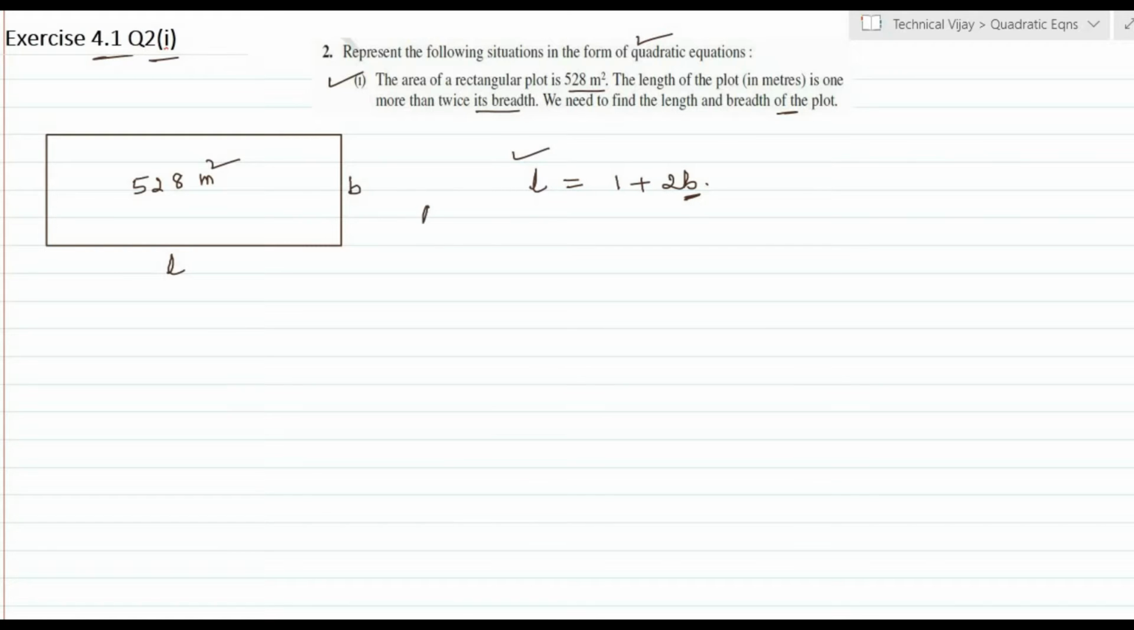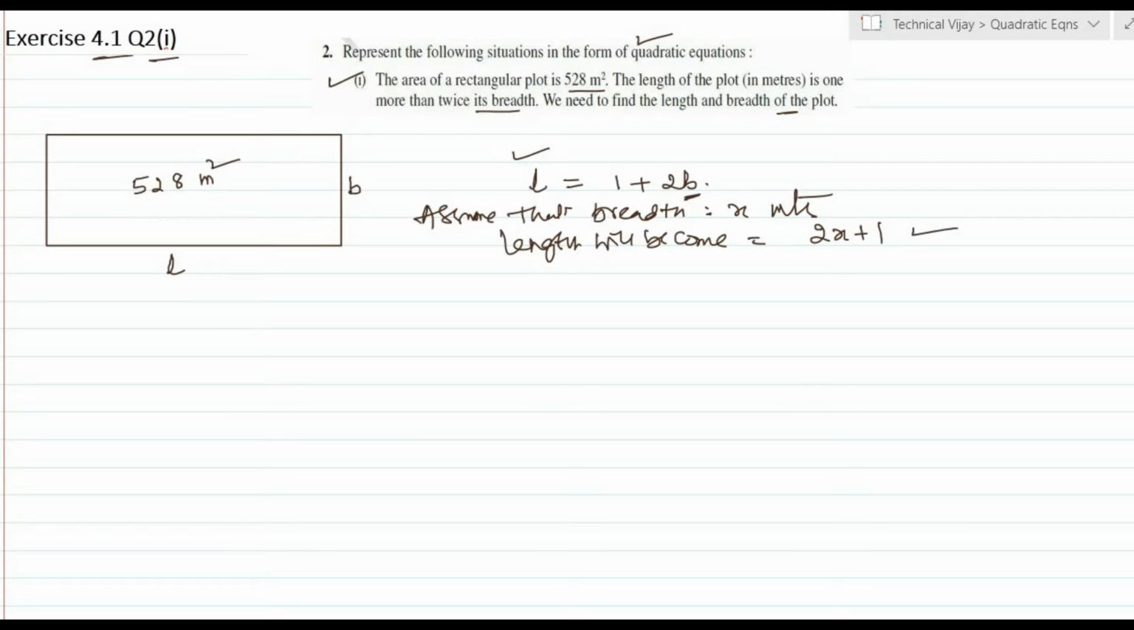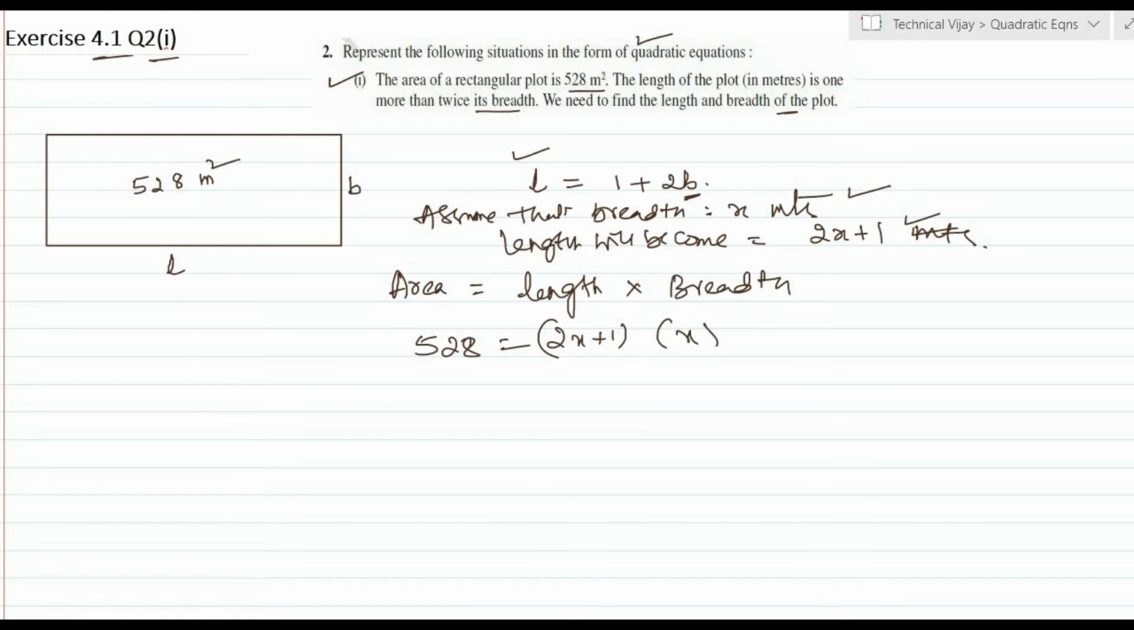So here, assume that the breadth is equal to x meters, and then the length will become 1 more than twice, meaning 2x plus 1, in meters. This is the length and this is the breadth. So the area, we already know that area is equal to length into breadth. He has given that 528 is equal to the length, 2x plus 1, and the breadth will be x, what we have assumed.